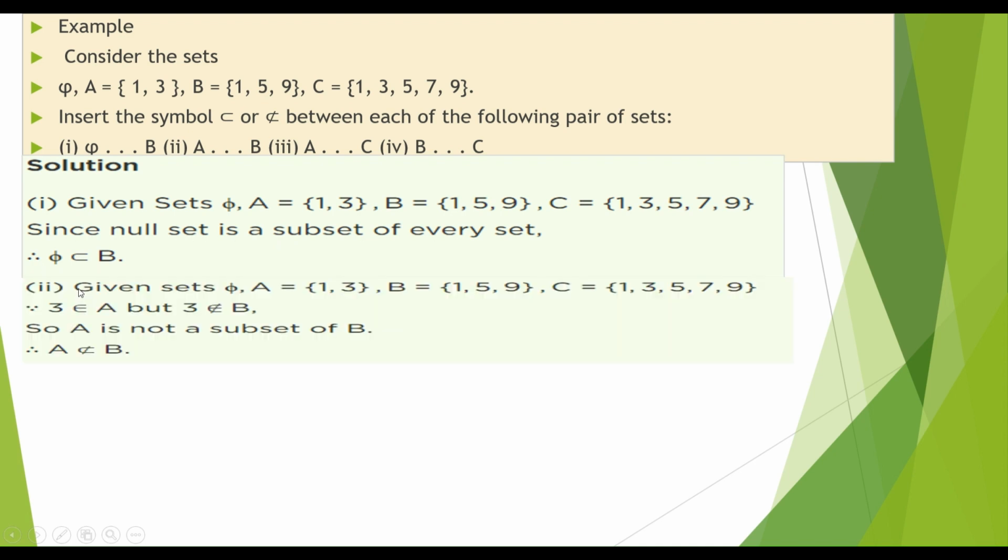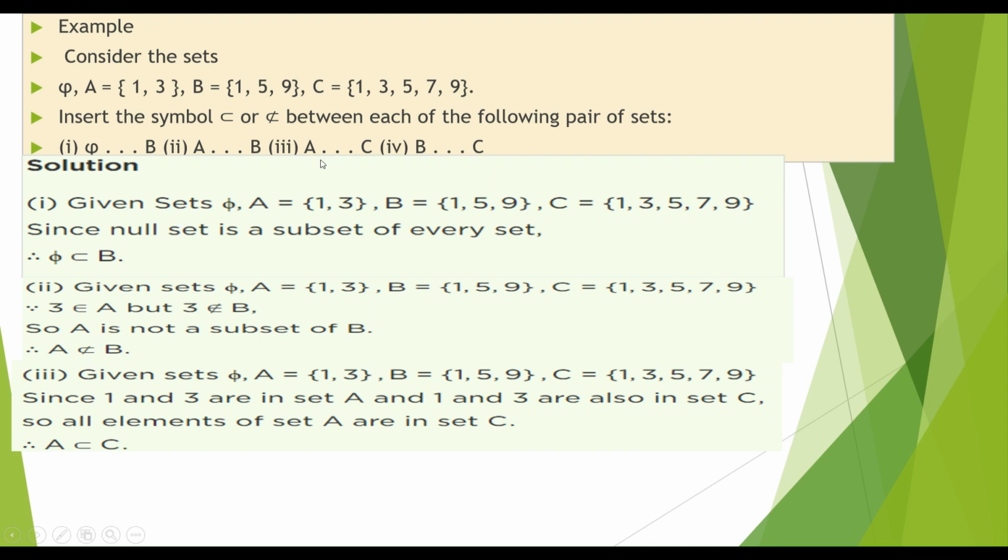Our next question: we have to compare A to B. The elements of A are 1, 3, and B is 1, 5, 9. In set A, 3 belongs to A, but 3 does not belong to B. So A is not a subset of B.